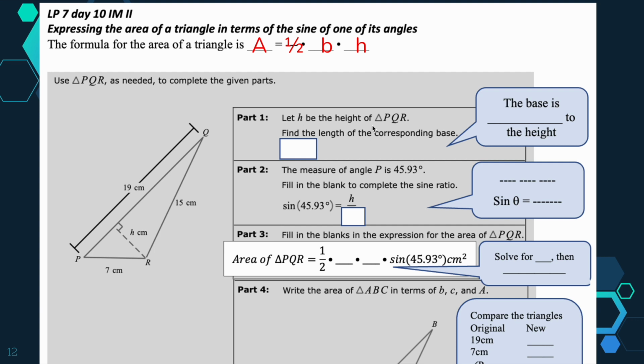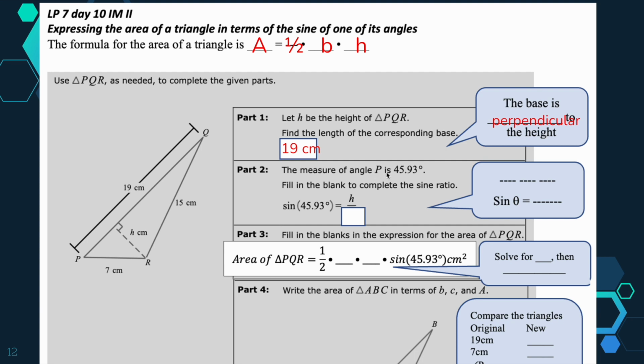So we're going to let H be the height of triangle PQR and find the length of the corresponding base. If H is the height, remember the base is perpendicular to the height. So I want to find the length that's perpendicular to it, and I can see the little right angle, and I want to grab that number. So it's 19. It's this side. Okay, sorry, not my height, my base.